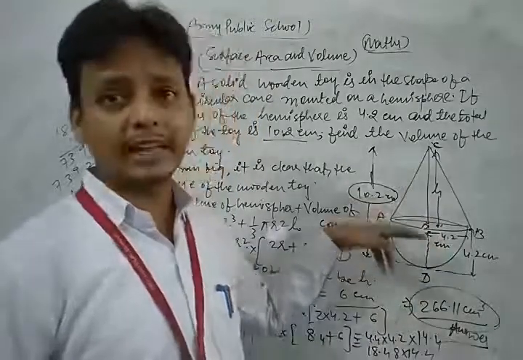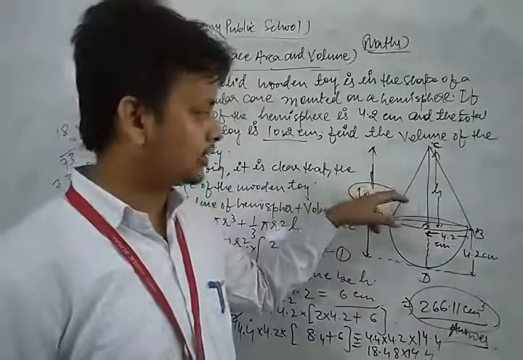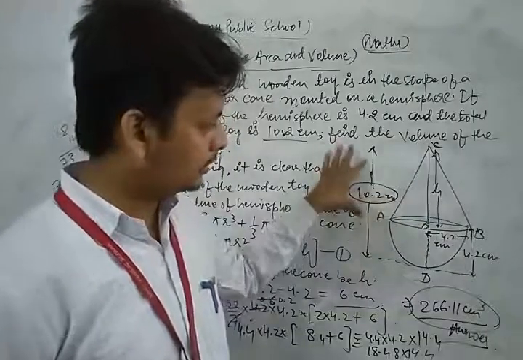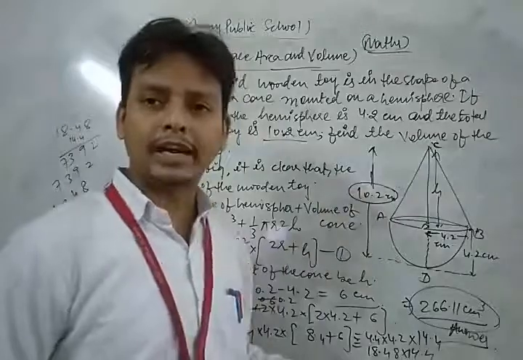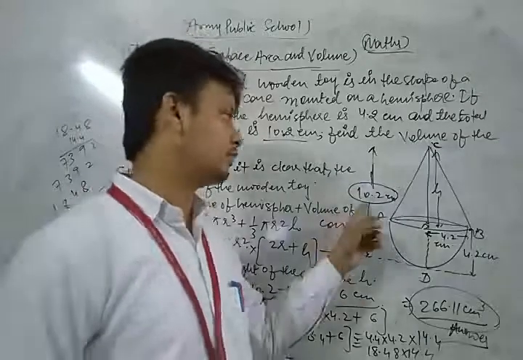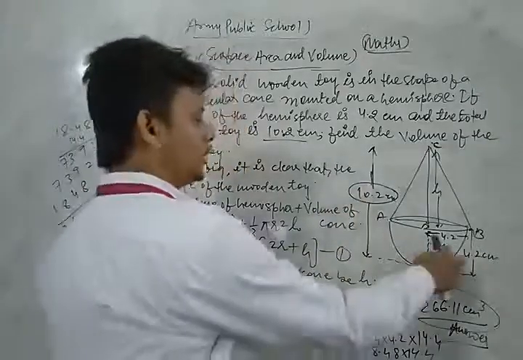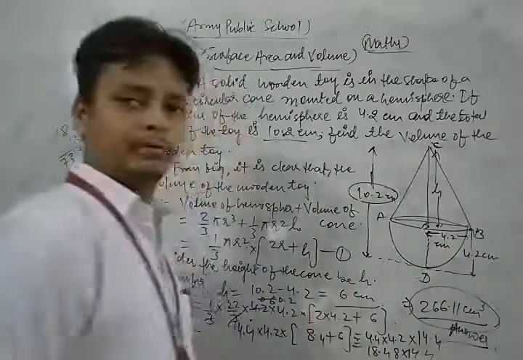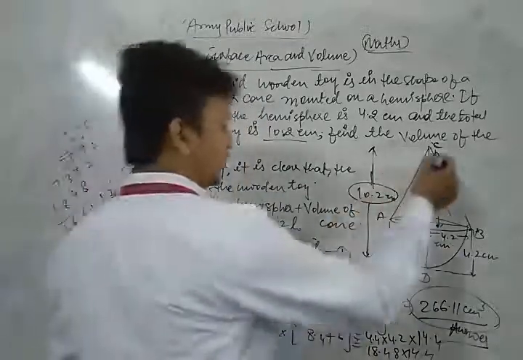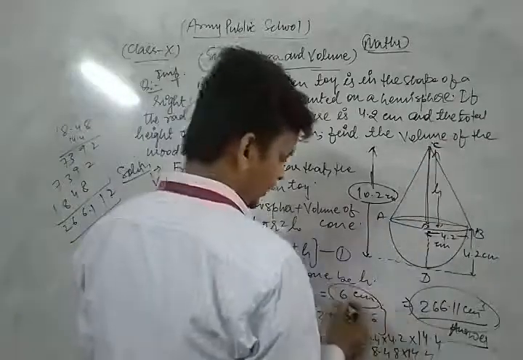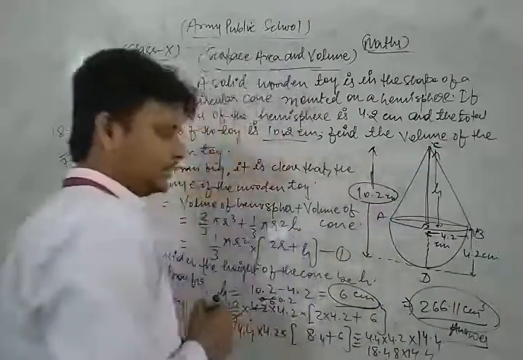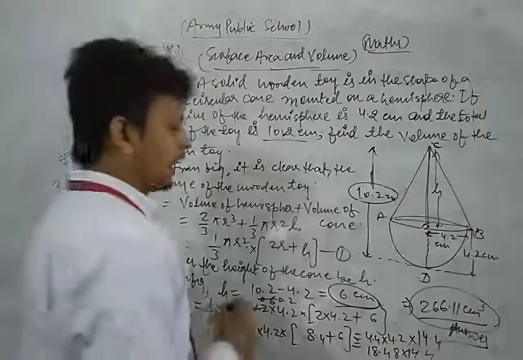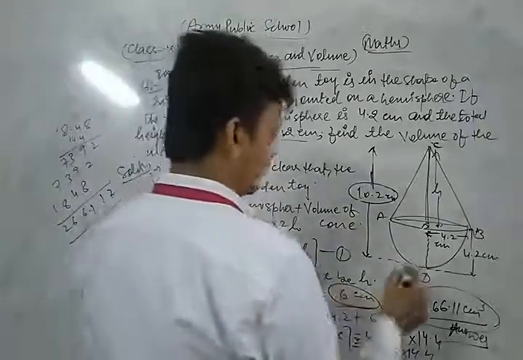So for finding the height of the conical section, we subtract, because the total height of the wooden toy given in our question is 10.2, so we subtract 4.2 from 10.2. In this way, we find its height 6. So the height of the conical section is 6. Now, after finding the height, we apply the formula.